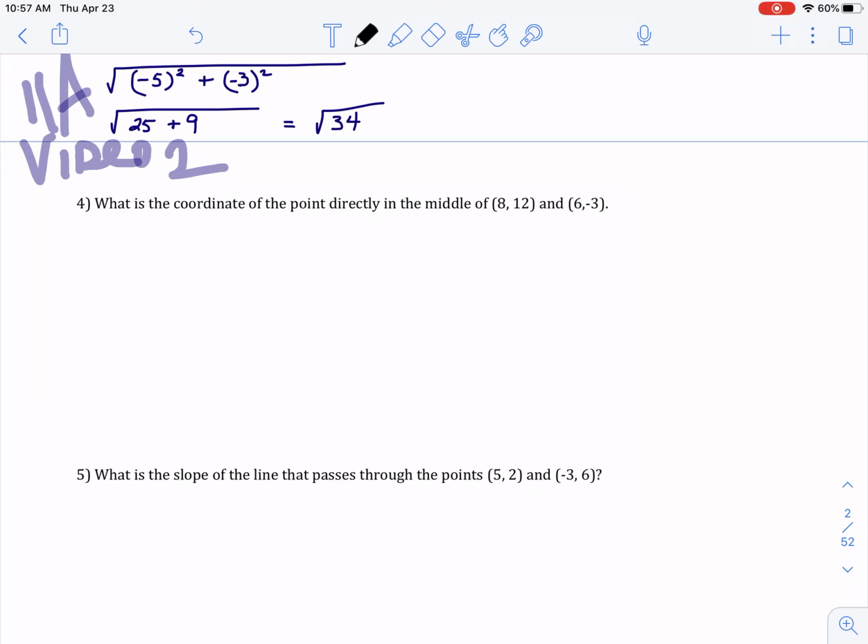Okay, so we're up to question number 4, and question number 4 is, what is the coordinate of the point that's directly in the middle of 8, 12 and 6, -3. The other way they might say it, what is the point on the line that would be the bisector of this point, or where the bisector would go through the line? So when you bisect a line, you go through the middle. So what is the midpoint?